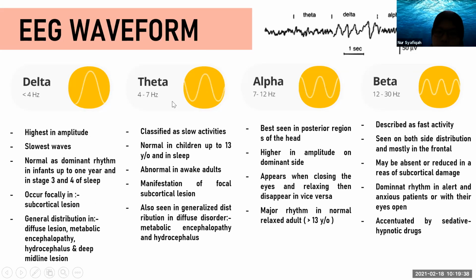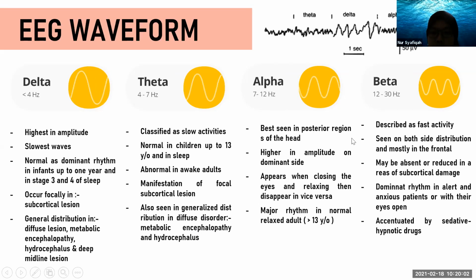For the theta waveform, the frequency is 4 to 7 Hz, and it is classified as a slow activity. It is normal in children up to 13 years old and also in sleep. It is abnormal in awake adults. It is a manifestation of focal subcortical lesions and is also seen in generalized distribution in diffuse disorders such as metabolic encephalopathy and hydrocephalus.